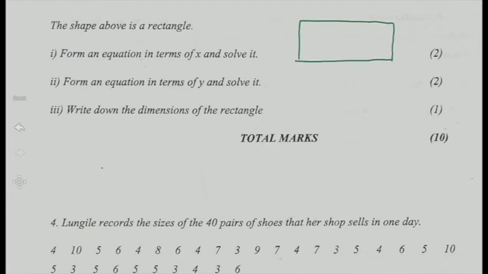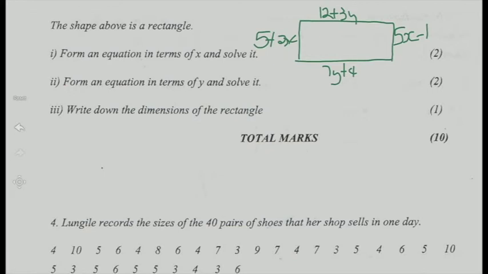If we can just draw, we have 7y plus 4. We have 12 plus 3y. On this side we have 5x minus 1. Here we have 5 plus 2x. Form an equation in terms of x and solve it.